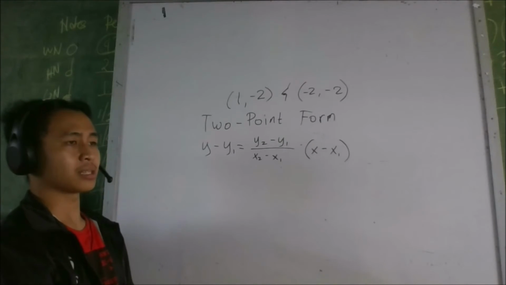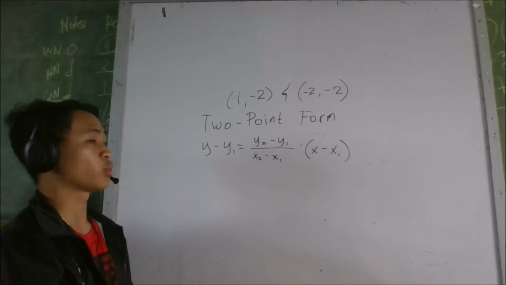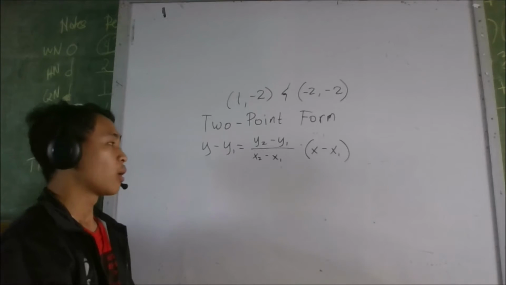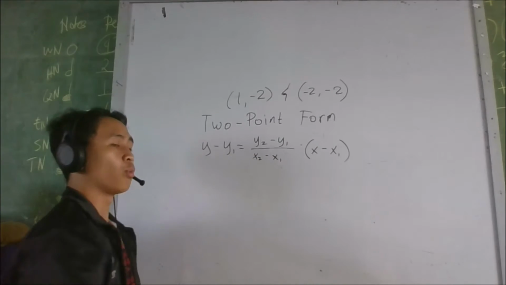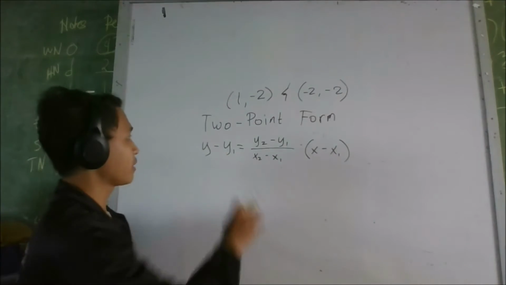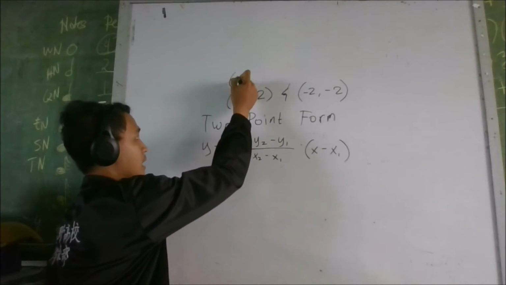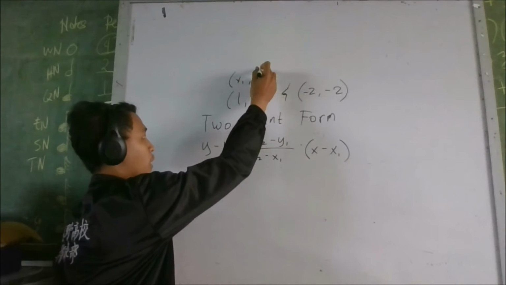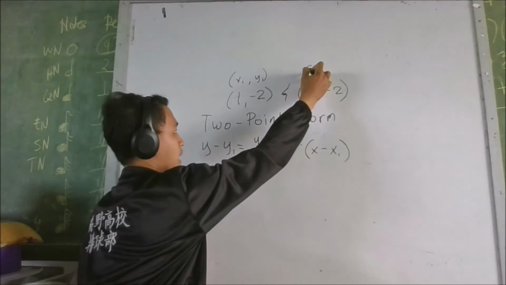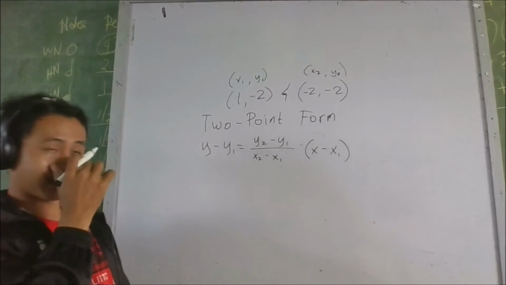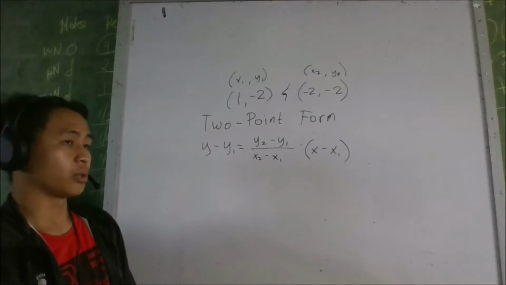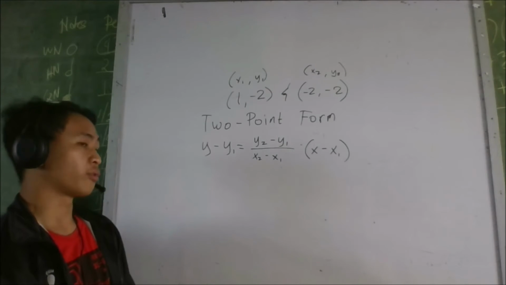Now in this case, the first step here, students, is we have to identify the given first. What are x sub 1, x sub 2, y sub 1, and y sub 2. So let's say, for example, 1 and negative 2, this is x sub 1, y sub 1. Okay? This one is our x sub 2, y sub 2. So there you have it. We have identified our given. All we have to do is substitute it to our formula.